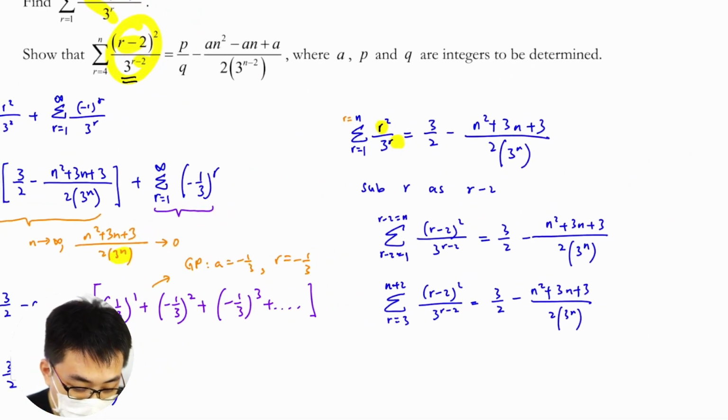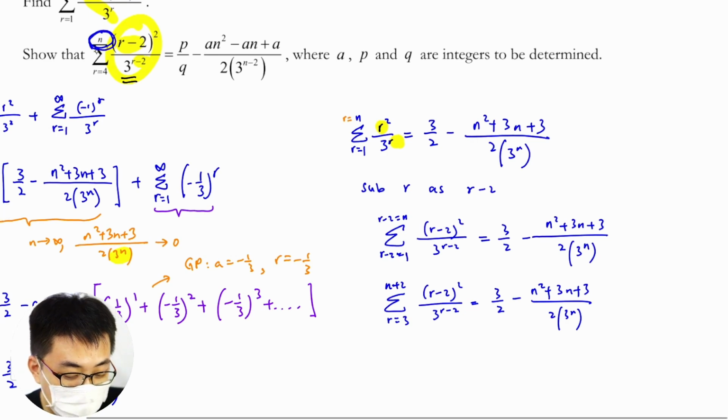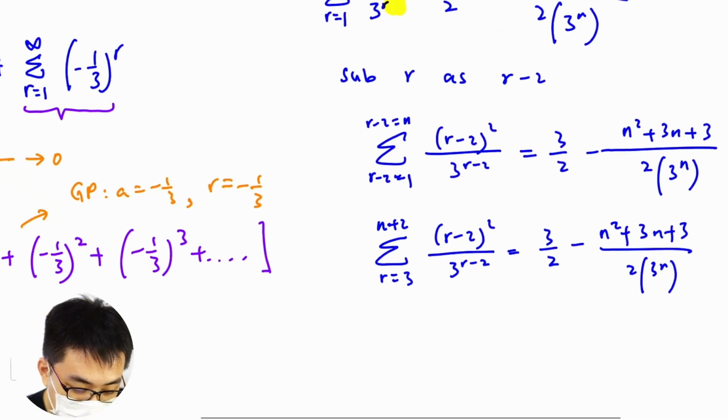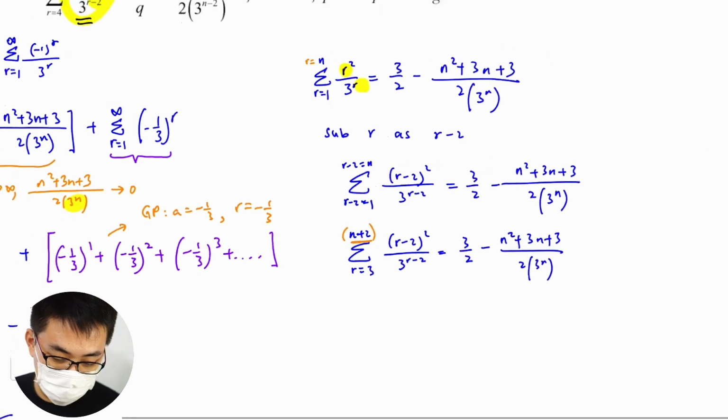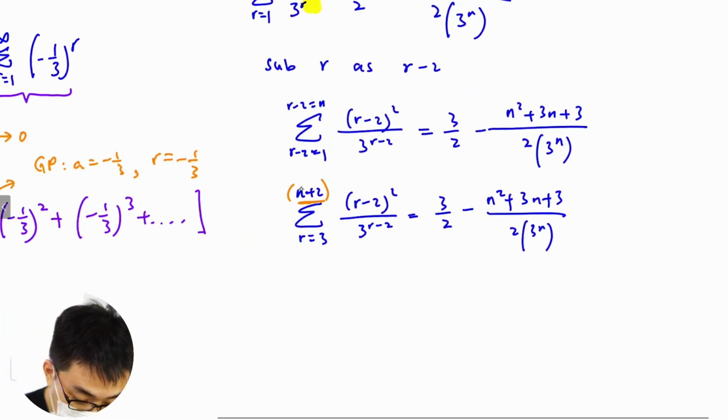Now once this is done, let's look at the boundary. You need this to be n. The top boundary is the easiest to change. This is n, this is n plus 2. How do you change n plus 2 to n? You sub n as n minus 2.